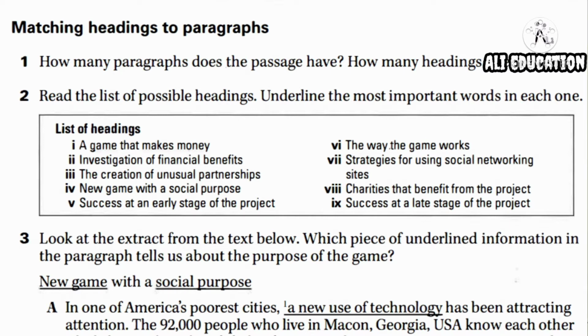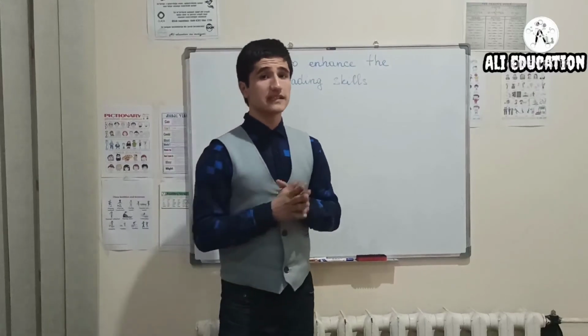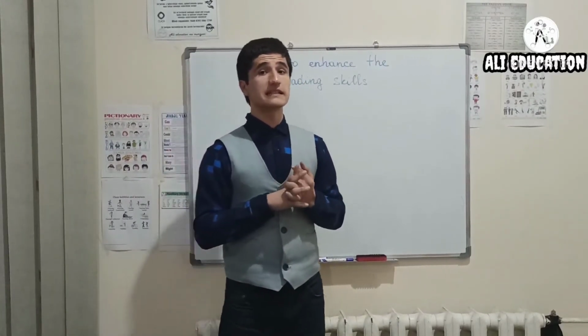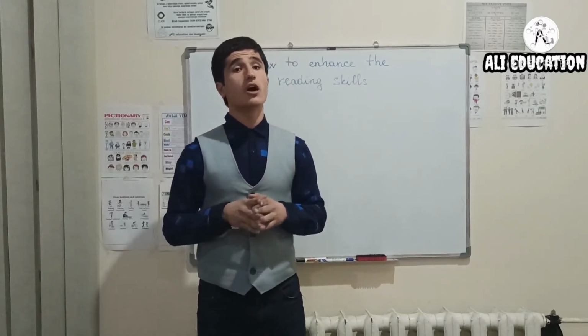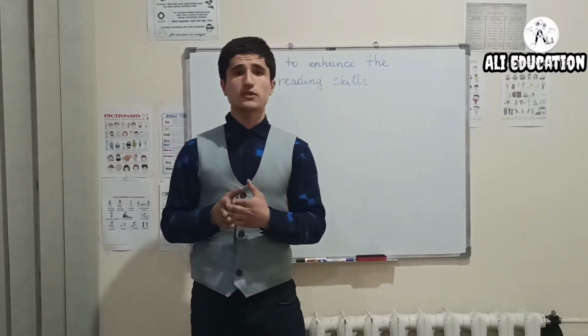The way the game works. The way the game works. The reason I chose this answer is that here it explains how the game works. For example, in the introduction of the paragraph: in the game, winning players receive bonds, which they can then exchange for banknotes of Macan money. These notes can be spent at local shops and businesses. As you see, from the start the paragraph is telling about how the game will start, what the game will be about and how it is used.